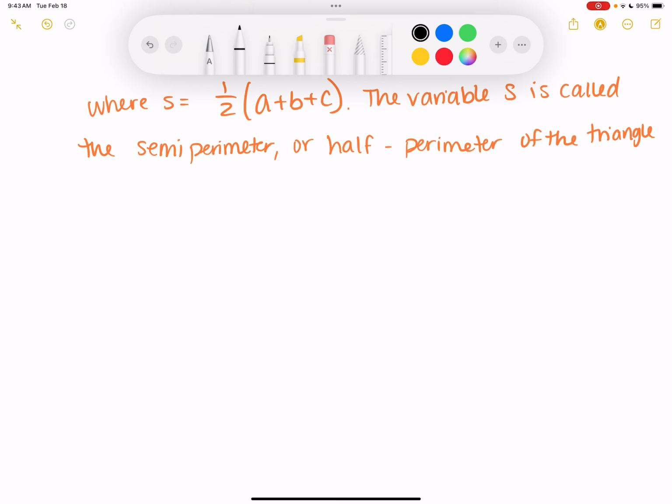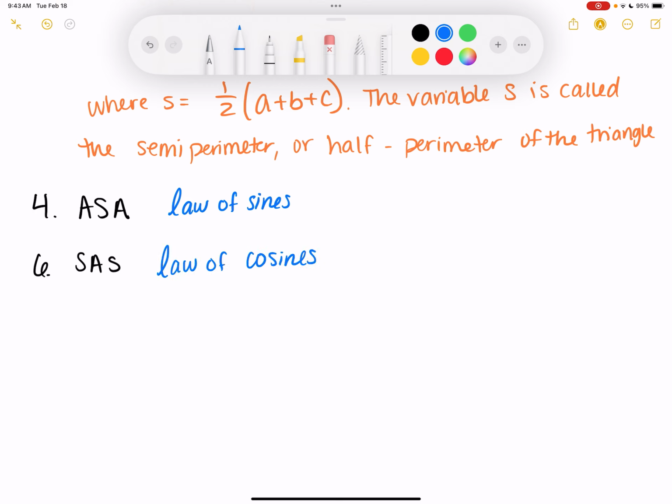Okay, so number 4. Angle, side, angle. What do we use to do that one? Angle, side, angle. Do the sines. Law of sines. Number 6. Side, angle, side. Law of cosines. Yep. Law of cosines. So side angle side is not the same as side angle. Correct. Good job. Thank you.